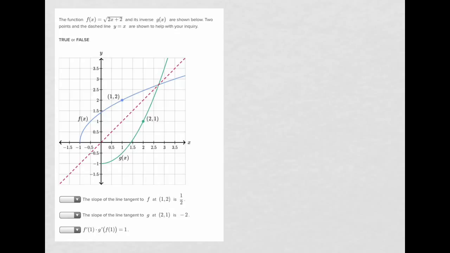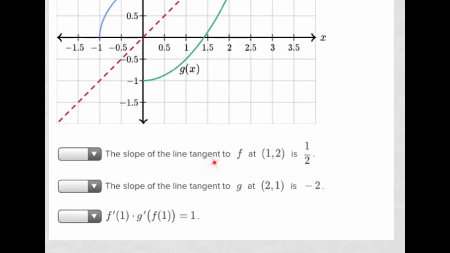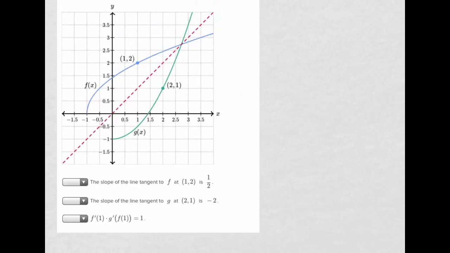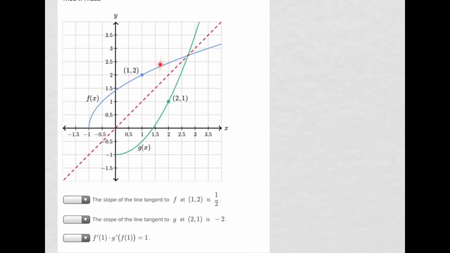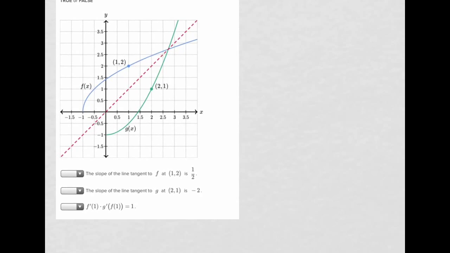So, the function f of x equals the square root of 2x plus 2, and its inverse g are shown below. 2 points and the dashed line y equals x are shown to help with your inquiry. So, this is our function, this is our inverse function, and it shows the line y equals x. Remember, inverses are just reflected across that line. Okay, the slope of the line tangent to f at (1, 2). The slope of this line that I'm drawing with the red laser pointer is 1/2.